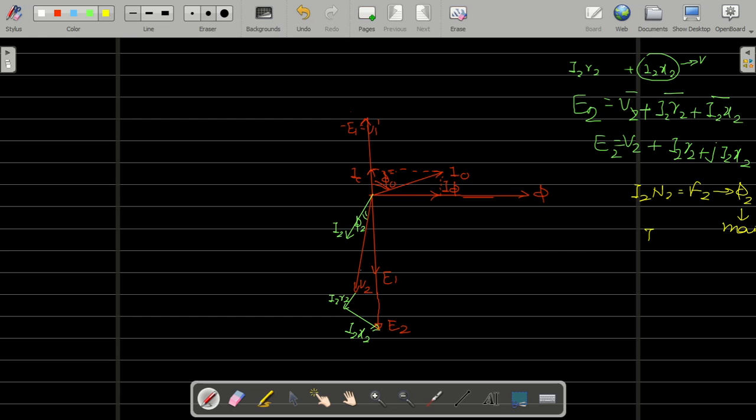इसका मतलब primary will draw load component current I1 dash linked with the N1, produce a flux F1, and this F1 or F2 will be equal and opposite. So F1 kahan rahega? Equal. And I1 dash kahan rahega? Equal and opposite to that.